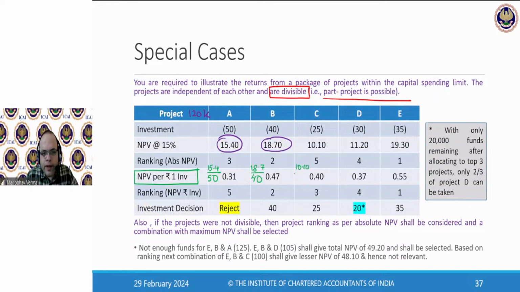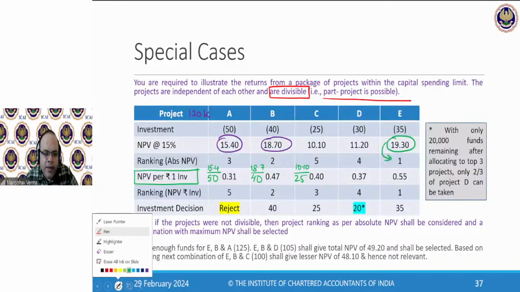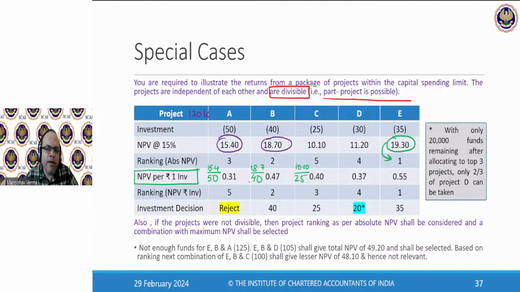10.1 divided by 25. So we are calculating NPV per investment, right? NPV per 1 rupee invested. If we were looking at NPVs only, I think the maximum NPV was of project E, that is 19.3. But when I'm seeing this NPV per 1 rupee invested, then also it seems to be project E. It continues to be project E itself.